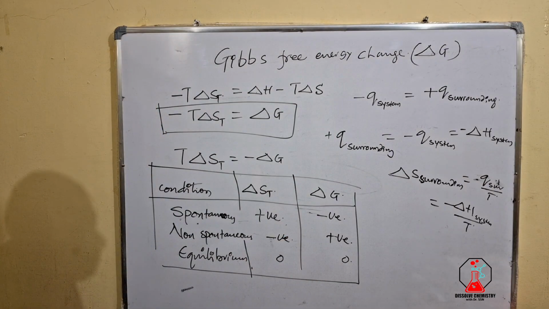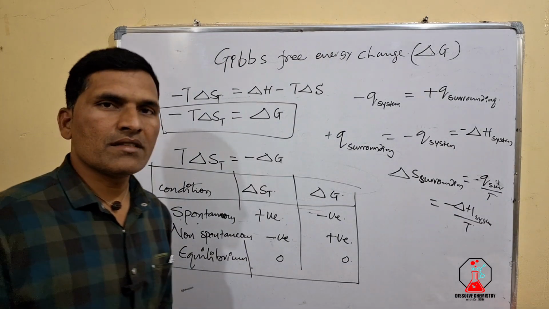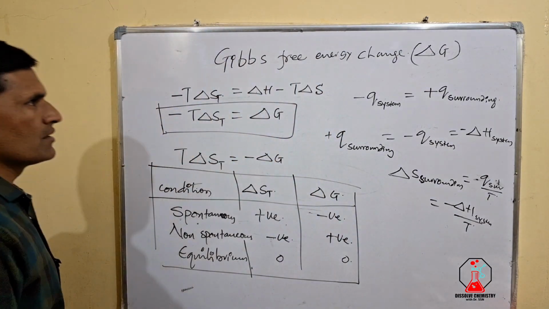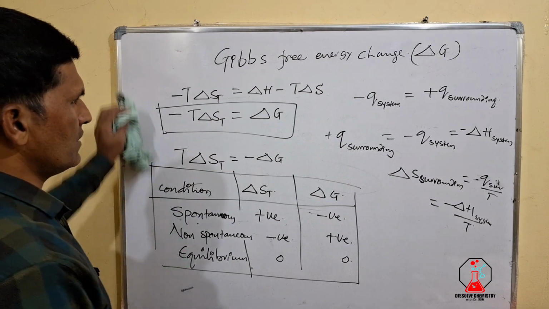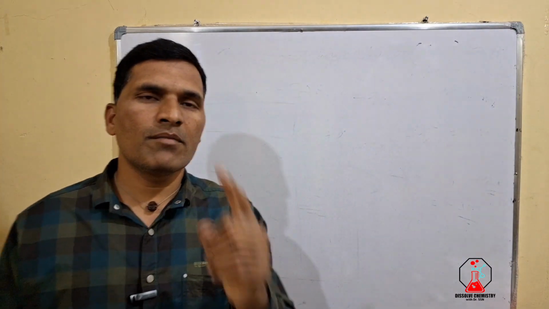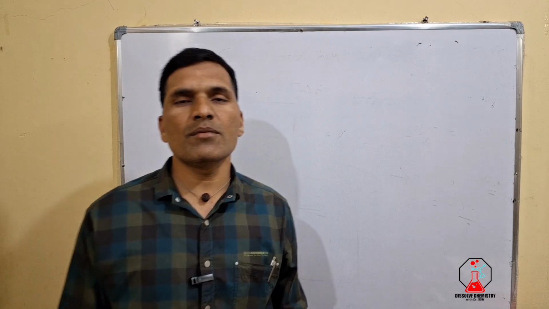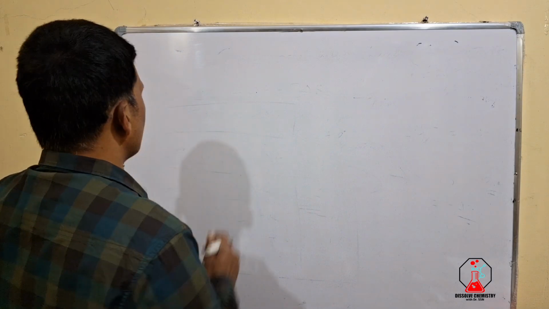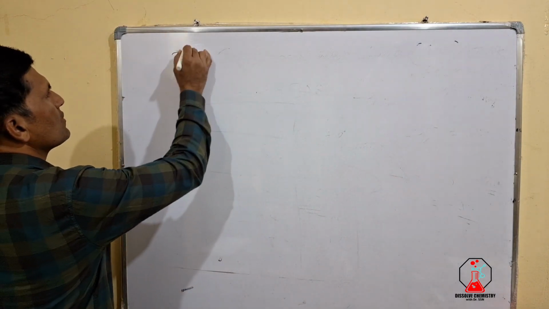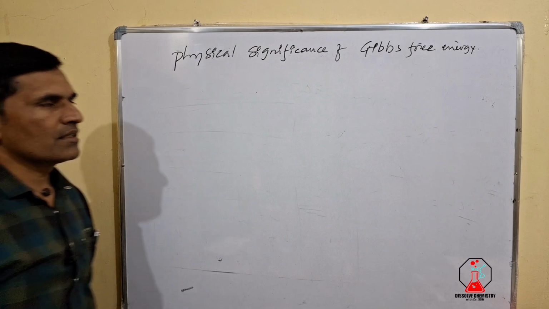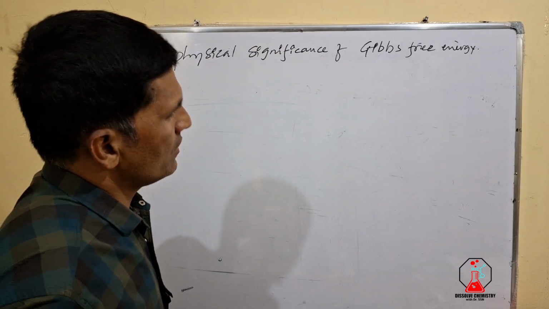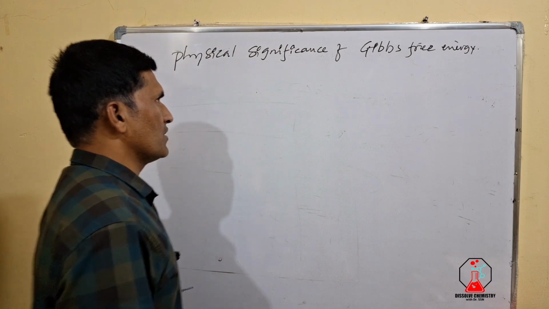Right, now we will talk about the physical significance of this Gibbs free energy change and spontaneity of the process. From this, what is clear? For any process to be spontaneous, the Gibbs free energy change for the given reaction should always be negative. Okay, so now let us look into its physical significance. Already we have said that we cannot determine the absolute value of Gibbs free energy. It will always be the change in Gibbs free energy.